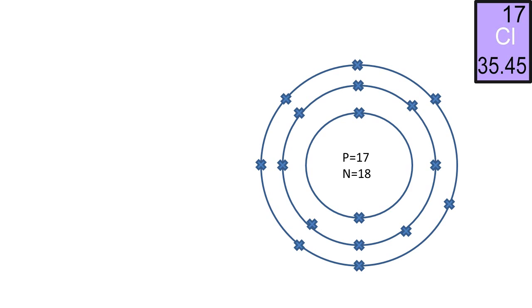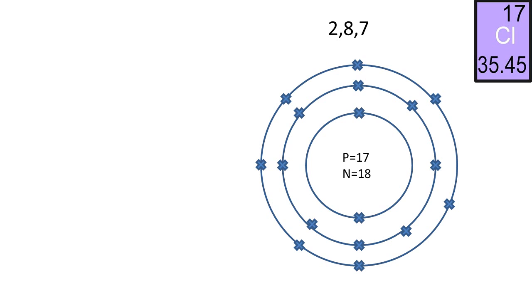Remember, the proton number and the electron number are the same. I've seen quite a lot recently of people saying there are 18 electrons. There aren't, there are 17. 17 protons, 17 electrons. So we've got 2 in the first shell, that's full up. We have to go on to the second shell, 8 in the second shell, that makes 10, that's full up. We have to go to the third shell, and there's 7.